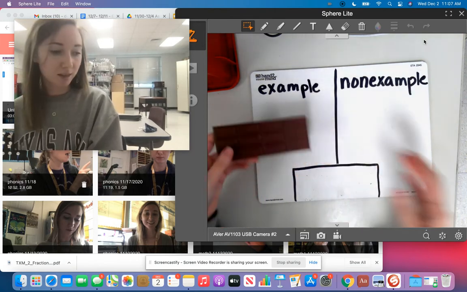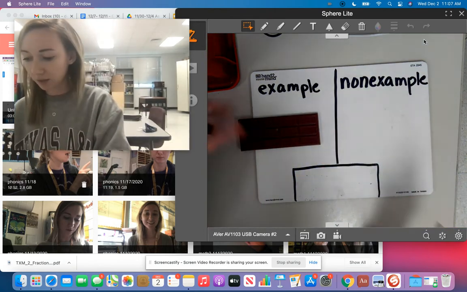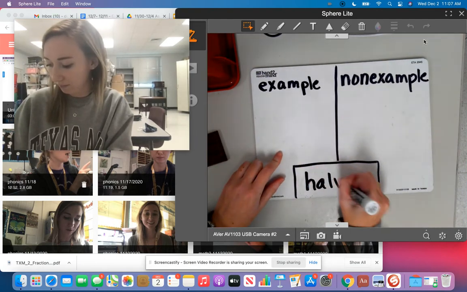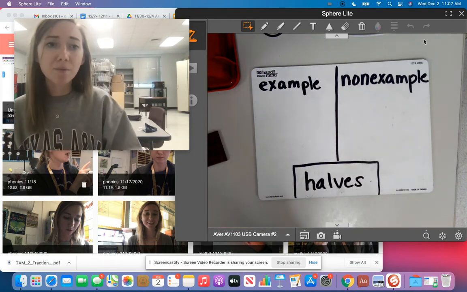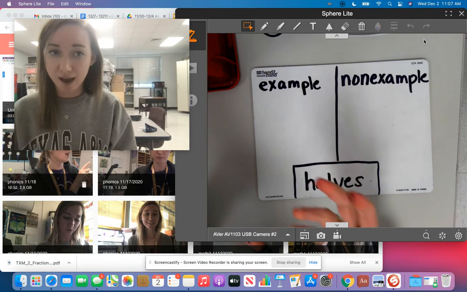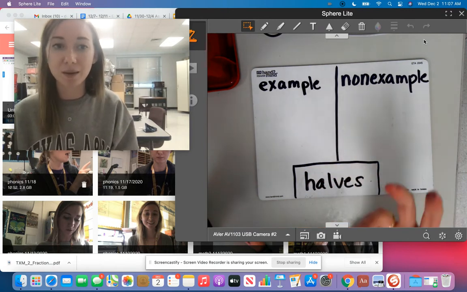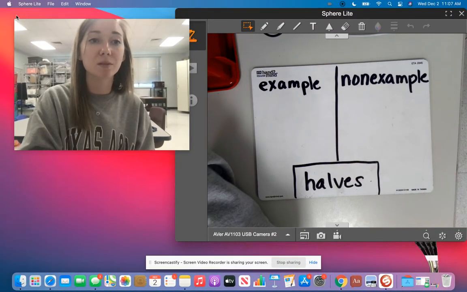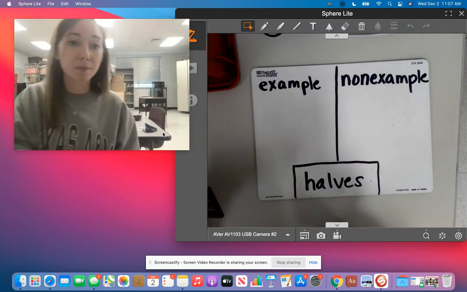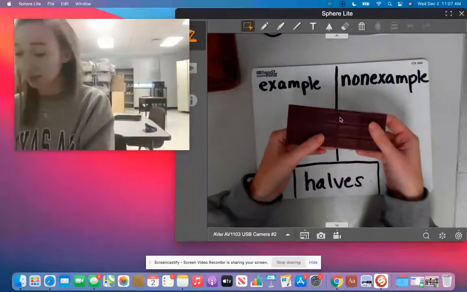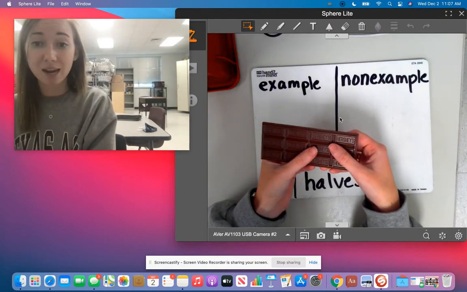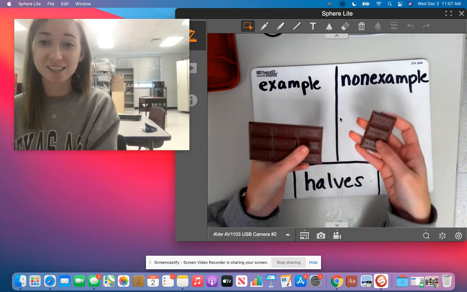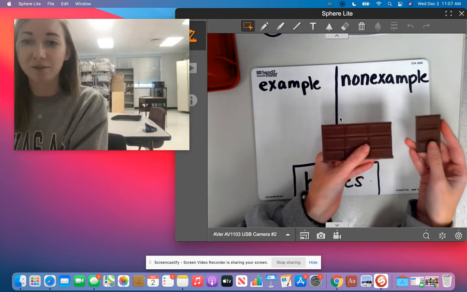And I want to break this chocolate bar into halves. So I'm going to write halves down here. Okay? And how many parts does halves have? How many parts do we see when we make halves? We see 2 parts when we make halves. I'm going to minimize that. So we see 2 parts when we make halves. And so I'm going to break this into 2 parts. And I want you guys to tell me if it's an example or a non-example of halves. What do you guys think? Is this an example or a non-example of halves?